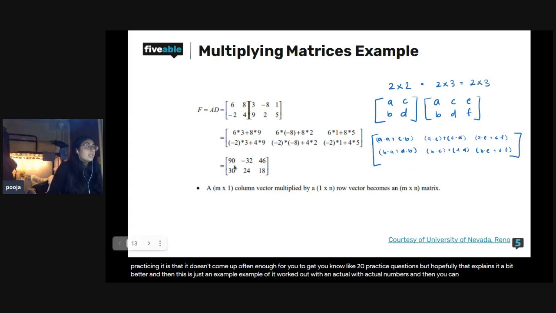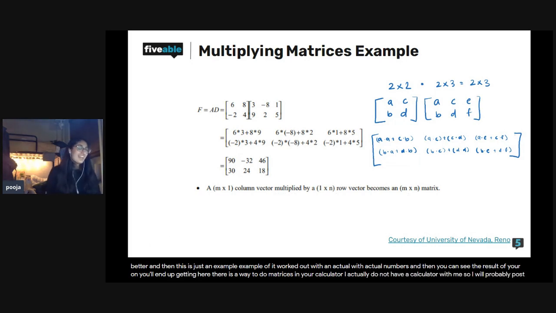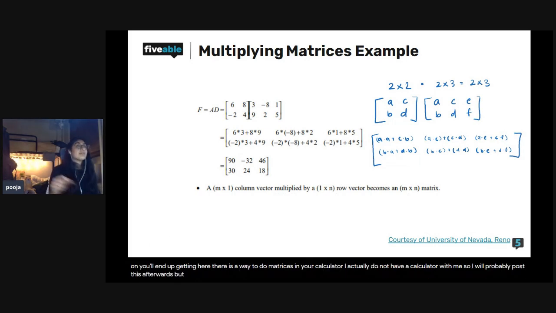And then you can see the result you'll end up getting here. There is a way to do matrices in your calculator. I actually do not have my calculator with me, so I will probably post this afterwards. But similar to the way you can do lists in your calculator, you can also edit and put in matrices in your calculator as well.